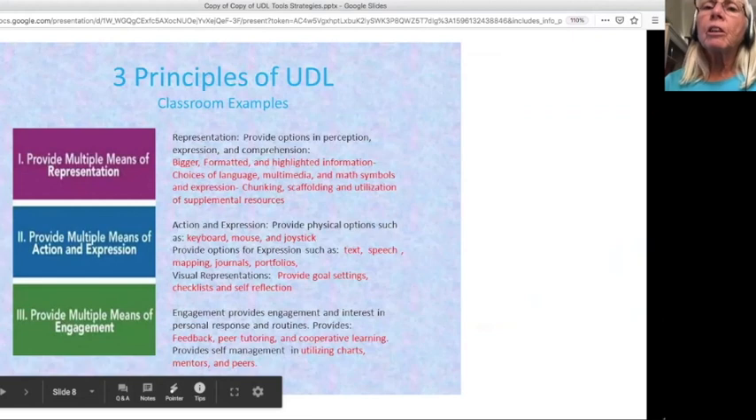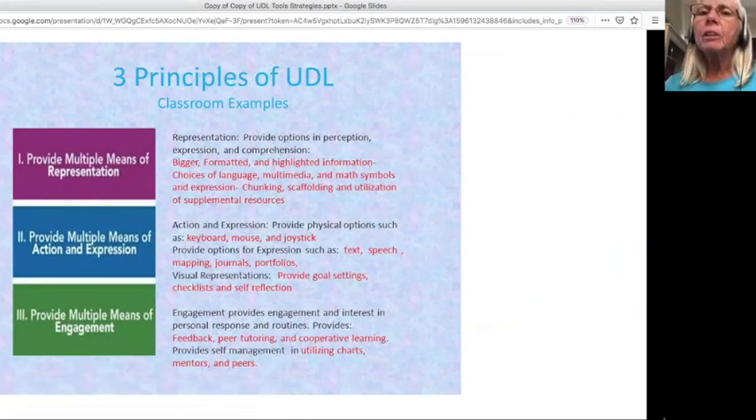All right, so this is just another graphic of the same thing, but it gives a few examples of ways to do it. So providing multiple means of representation: bigger formatted, highlighted information, so chunking, scaffolding, supplemental resources. And we encourage, of course, our student teachers to do all these things. Multiple means of action and expression: physical options, keyboards, mouse, and joystick. Well, now that's what we're doing for pretty much everything.